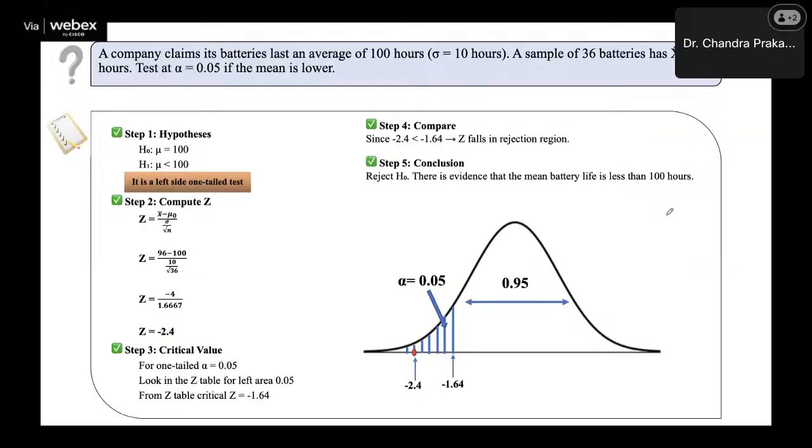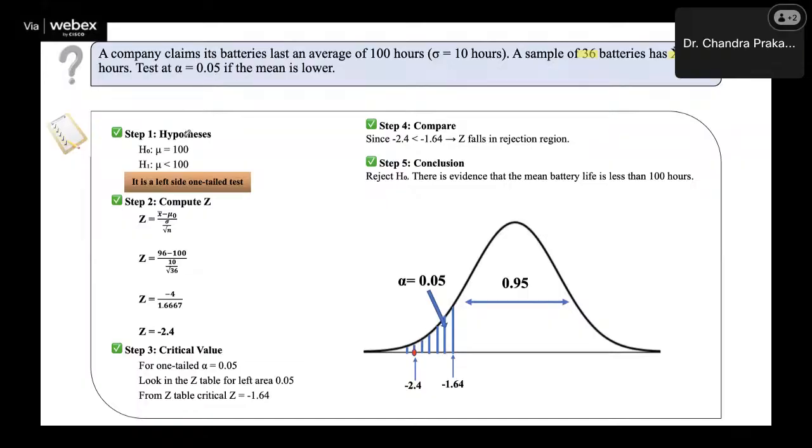Right, the same case for one tail using the p-value. The company claimed the battery lasts an average of 100 hours. A sample of 36 batteries has a mean of 96, while they are claiming 100. We test at the significance level we consider as 0.05. But if it is a medical case, it will be 0.01. Depending on the problem statement, you need to select it in advance.